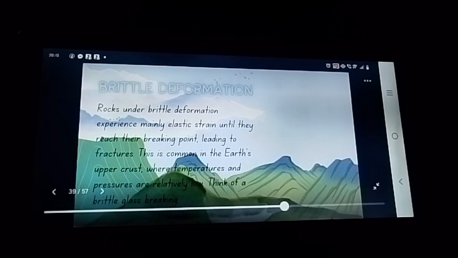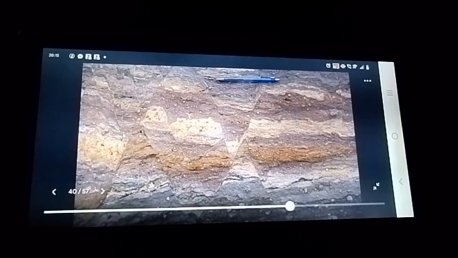That's brittle deformation. In brittle deformation, rocks behave elastically under low stress levels, but when the stress exceeds a certain point, they break. This is like a glass bottle shattering. It can withstand some pressure, but beyond a certain point, it breaks. So brittle deformation is common in the Earth's upper crust, where temperatures and pressures are relatively low. This is why we see so many faults and fractures in the upper crust.